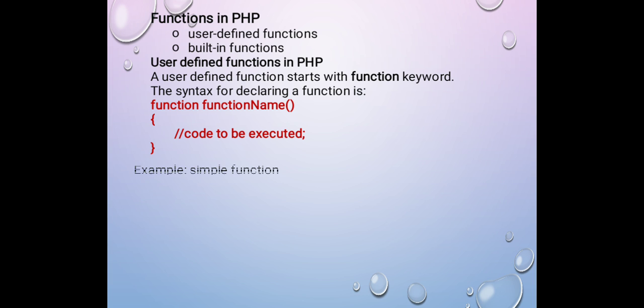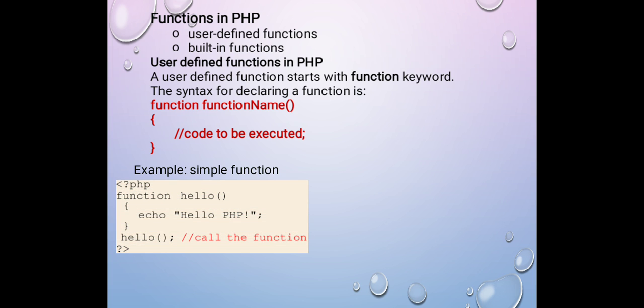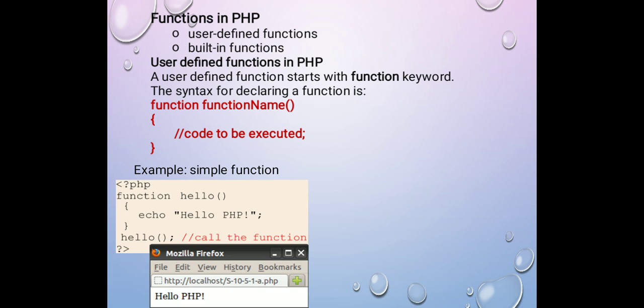And an example to create a simple function: PHP function hello, curly brace open. The code in the function hello is echo "Hello PHP", which just displays the message Hello PHP, and then call the function just like in C++, and the output is Hello PHP. One more example, the function with arguments and return value. Here we use no arguments or parameters. Next example is the function with arguments.